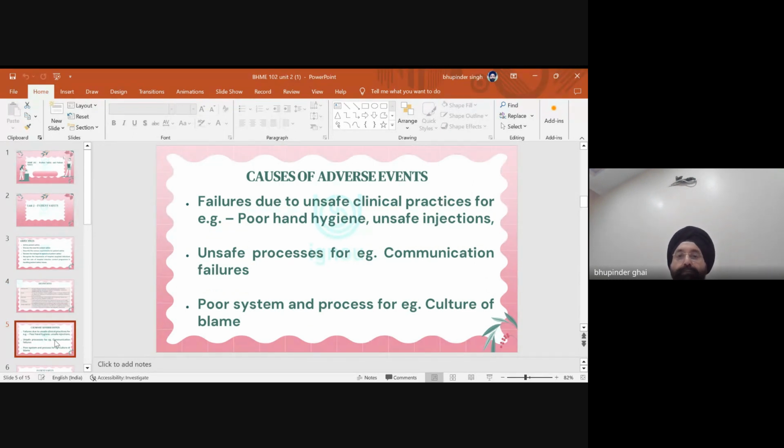So what are the causes of adverse events? First is failure due to unsafe clinical practices, or poor hand hygiene, or unsafe injections. What are unsafe clinical practices? Poor hand hygiene, unsafe injection.